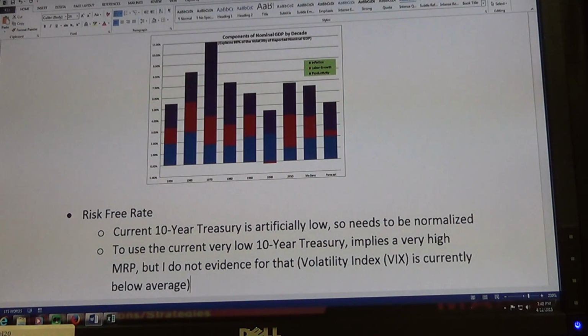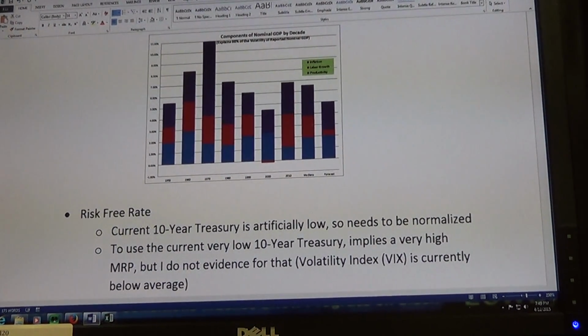This is video 1, and next video I'll talk about how I normalize the risk-free rate. If you use Dr. Damodaran's approach and use the current 10-year treasury, then you simply need to go get the current 10-year treasury from Yahoo Finance, which is very straightforward to do, but you still need to discuss in the paper why you believe you can use the current 10-year treasury given how low it is. You need to address the issue of the current 10-year treasury being so low.